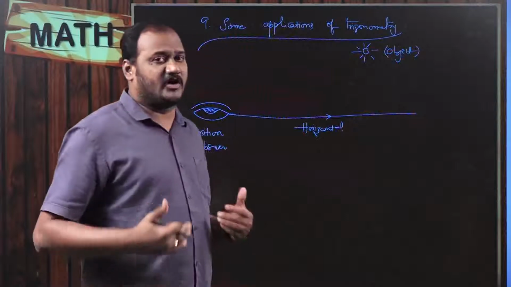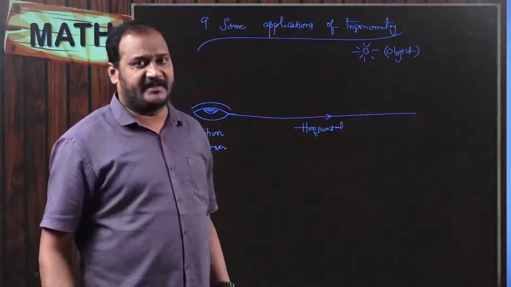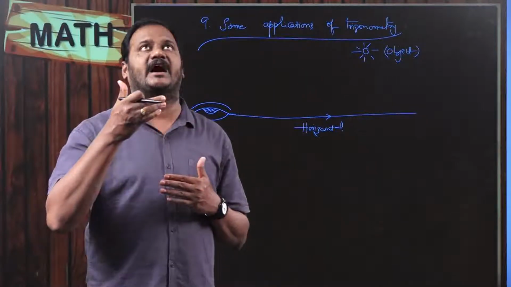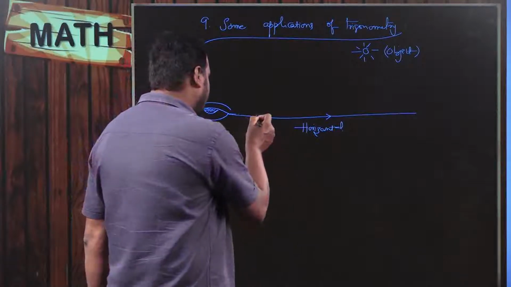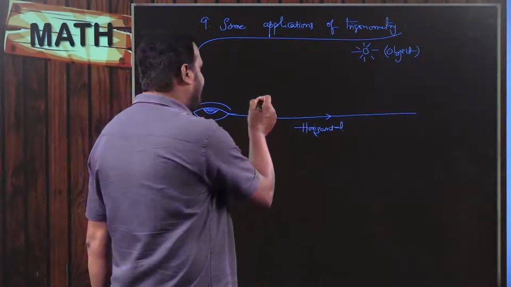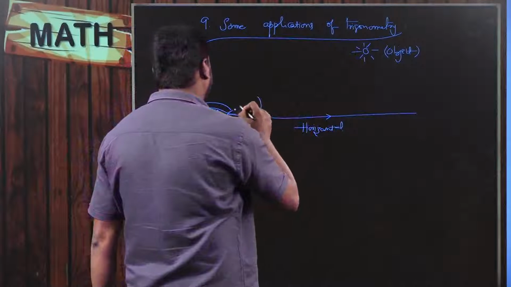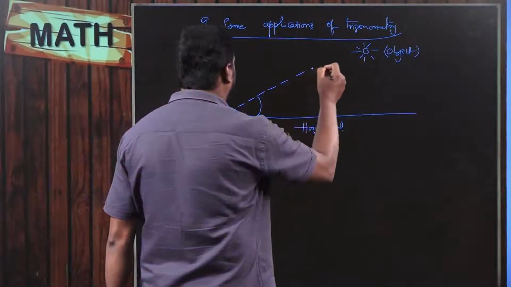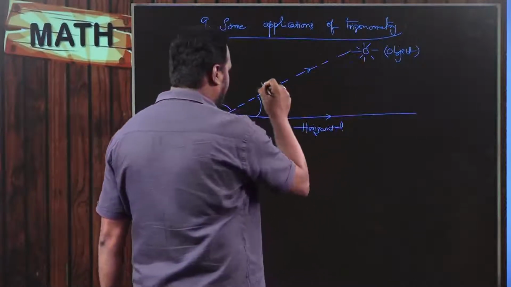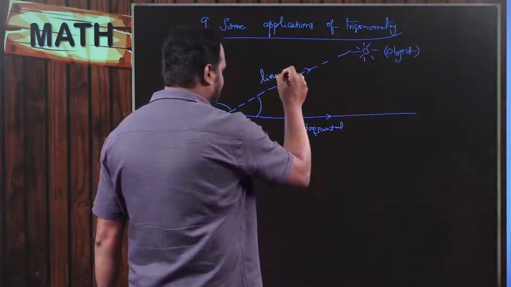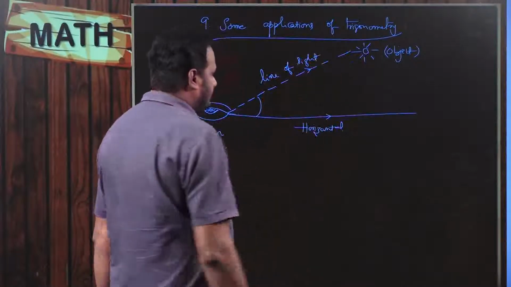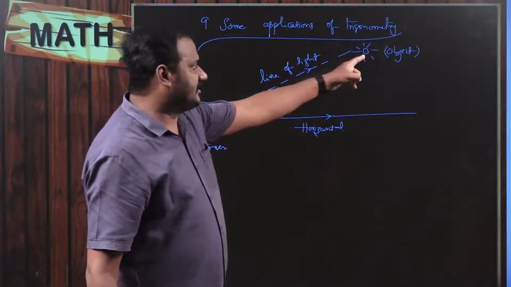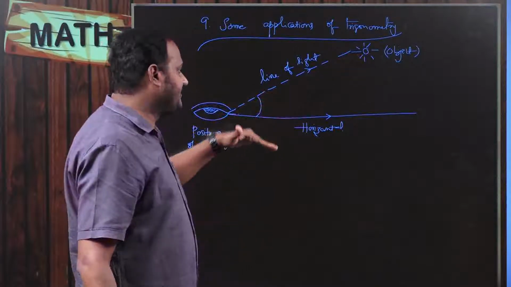See, if I want to observe this object, then I will have to rotate my head up. So when I am rotating my head up through this angle, and I am going to observe this, this is now my line of sight. What do you call that? Line of sight.